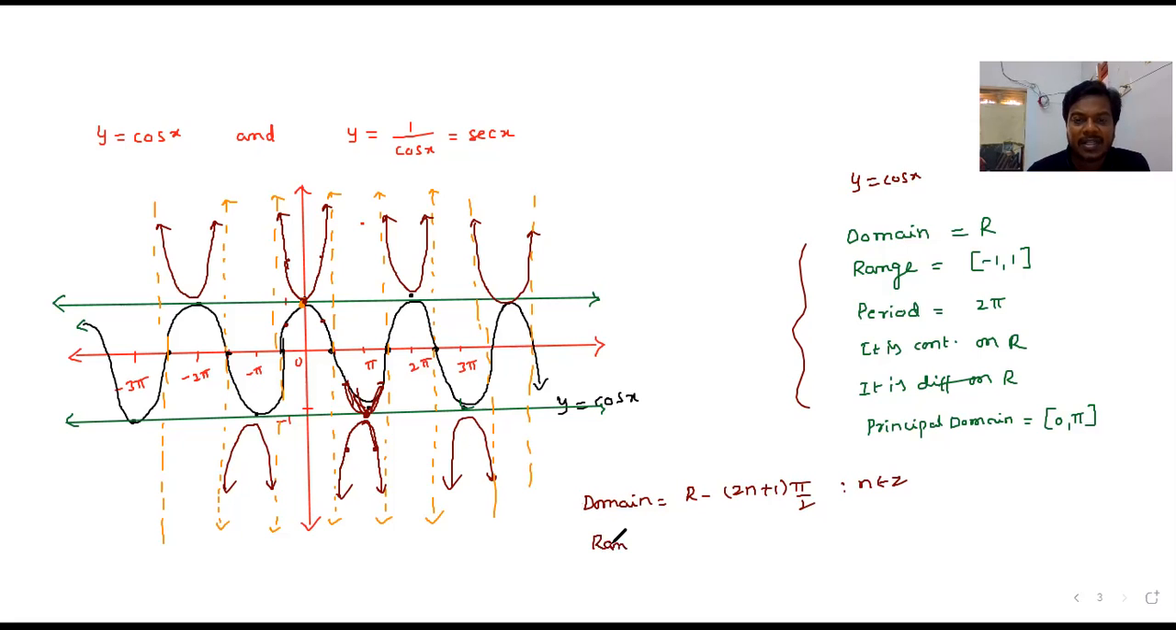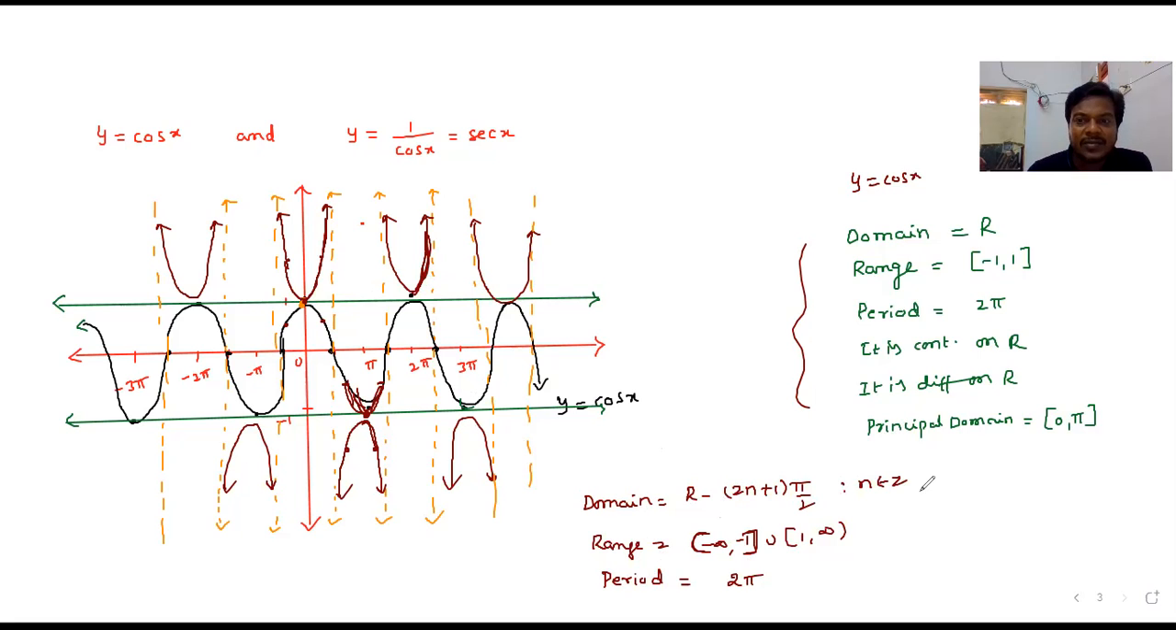Next, range of this function is from minus infinity to minus 1, where minus 1 is included, that is closed, union 1 to infinity. Next, period of this graph. It is also 2 pi. Let us see the graph which started at origin, the same graph starts again at 2 pi. Therefore, the least positive real number is 2 pi. It starts again at 4 pi also, but the least positive real number is called the period, so 2 pi.